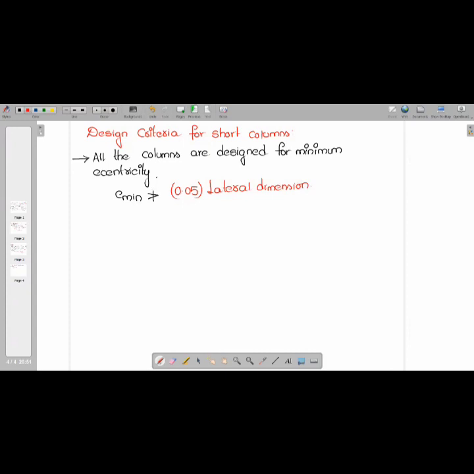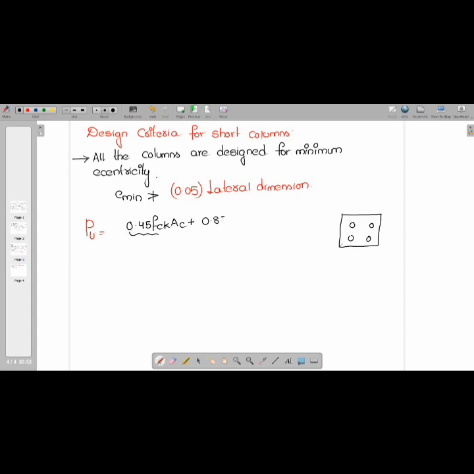Now tell me, sir, what will be the ultimate load? Anyone, my dear students, can anyone tell me what will be the ultimate load? Suppose I consider a column here with 4 bars. The ultimate load is load taken by concrete plus load taken by steel. In concrete we have steel and concrete. So the load taken by concrete is 0.45 FCK AC.